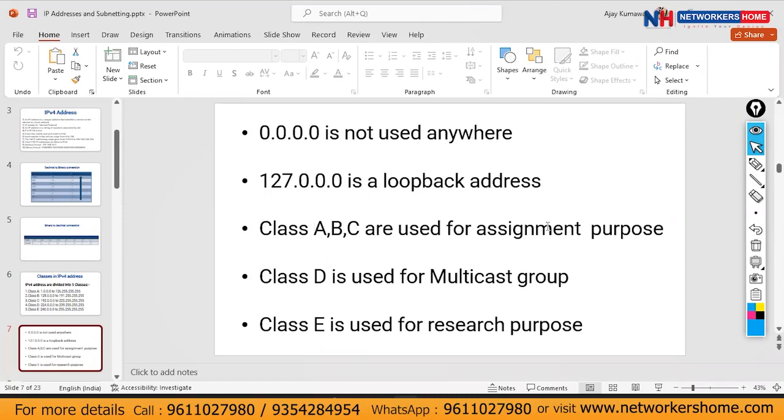Then classes A, B, and C are used for assignment purpose. We saw the supported range is between 1 to 223, and 1 to 223 is between class A, B, and C only. Class D is used for multicast communication, and class E is used for research purpose. So these two classes also we cannot use. Is it clear? Multicast also I'll show you when we are doing routing, because the routing protocols communicate among themselves with the help of multicast.